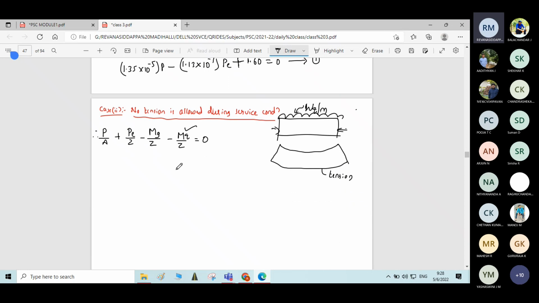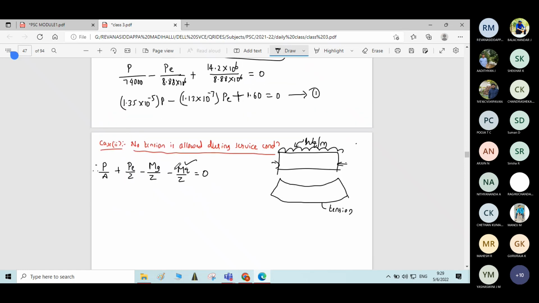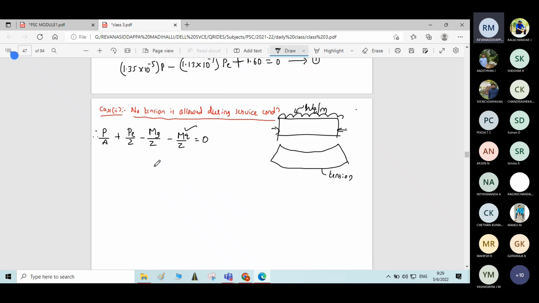About the losses of pre-stresses, I will be discussing in detail in the next module. Module 2 is a study on loss of pre-stresses only. So remember this much: the loss of pre-stress should be considered during the service condition, not in the transfer condition. This much you remember for now.